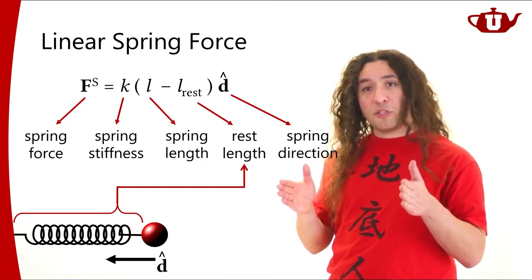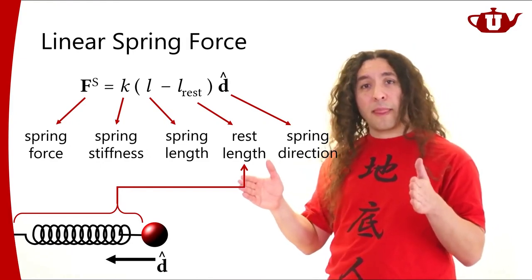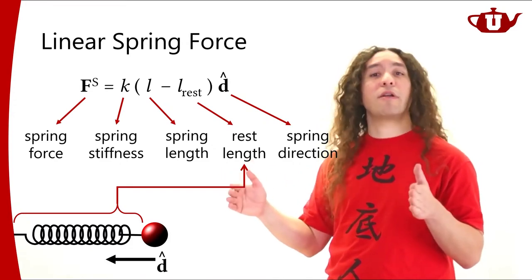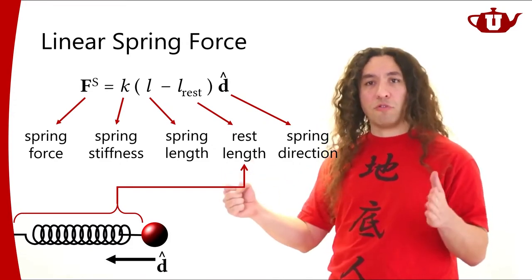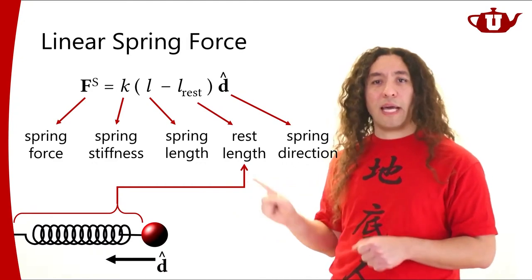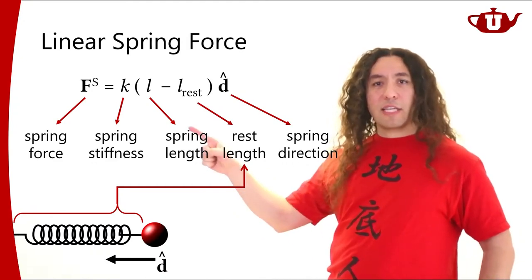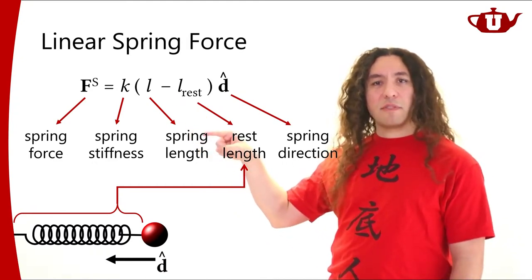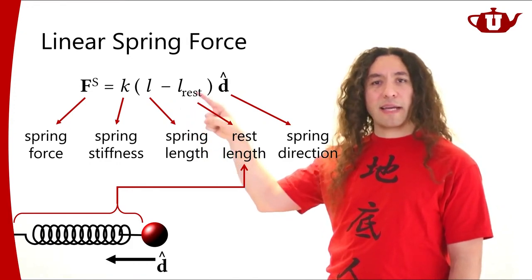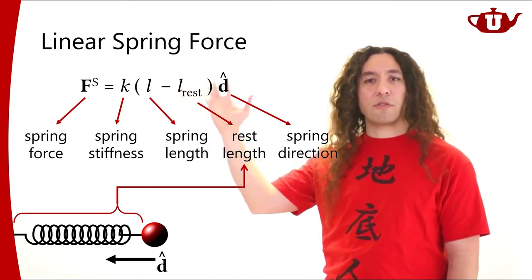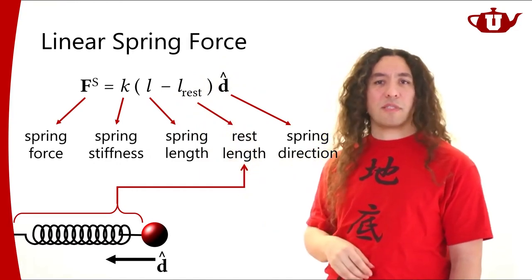So the spring is going to have a rest length. And if you change the length of the spring, if you compress it or extend it, it's going to exert some force to try to pull the spring back to its rest length. So as you can see here, if the spring length is exactly the rest length, this term becomes zero, so the force becomes zero.